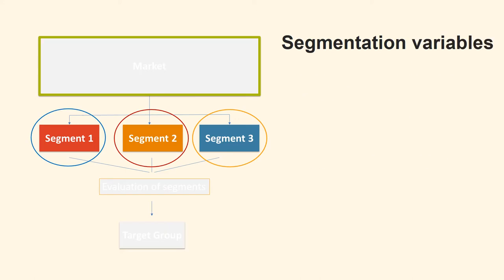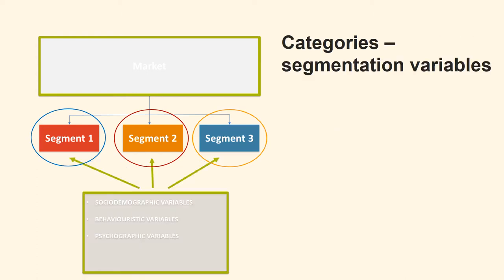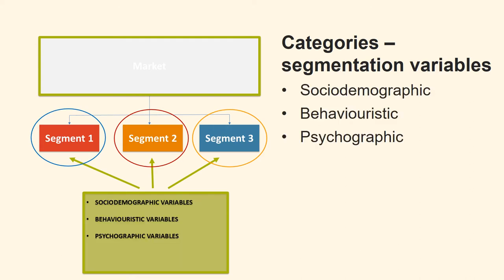When we segment, we use variables. A segment variable is a fact such as gender, age, education, or residence. We place the segmentation variables into the following 3 main categories: Sociodemographic, Behavouristic, Psychographic. Each of these categories is reviewed in the following sections.